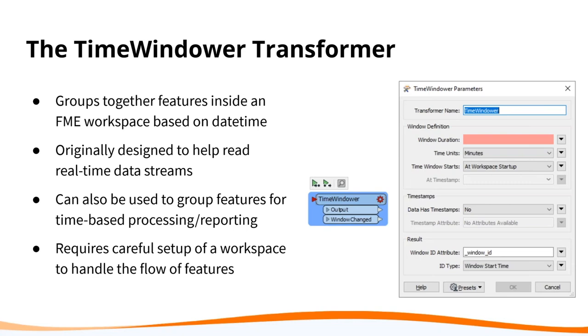So you say, okay, I'd like to split my data up into 1 hour periods or 5 minute periods or something like that. And originally we did this to help read real time data streams. And that's predominantly what it's for. But we can also use it for processing features in groups outside of a stream. The thing is, it sometimes requires a bit of a careful setup, especially when you're live streaming data, because you want to make sure that the workspace is passing the information correctly and at the right place at the right time. So it does take a bit of setup for that scenario, but we'll have a quick look at that as well.